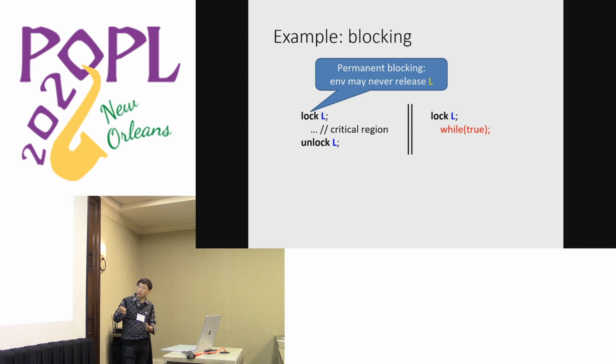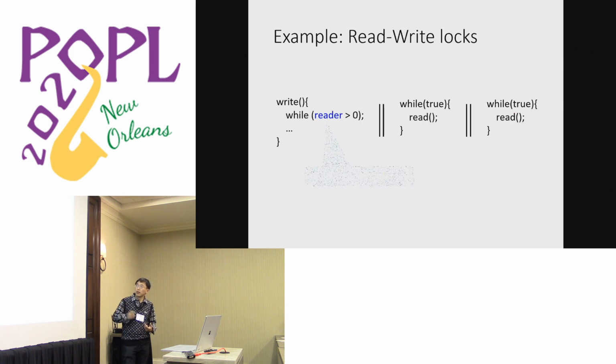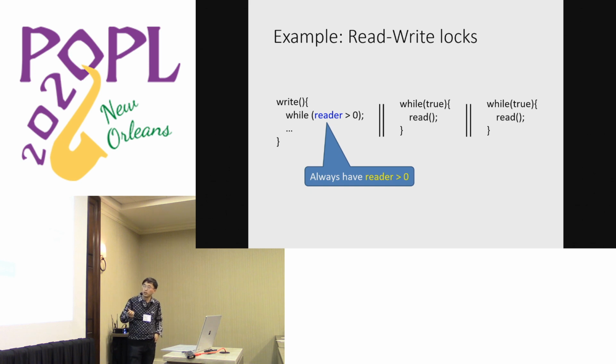And then this is permanent blocking. If the thread on the right side never releases the lock, so the critical region is an infinite loop, this is another, probably more interesting, example of permanent blocking. So here we have read and write locks, and the implementation is biased against the writer. If there are always readers coming, then the number of readers is always greater than 0. So the writer may be blocked at this point and never progress. So this may also cause permanent blocking.